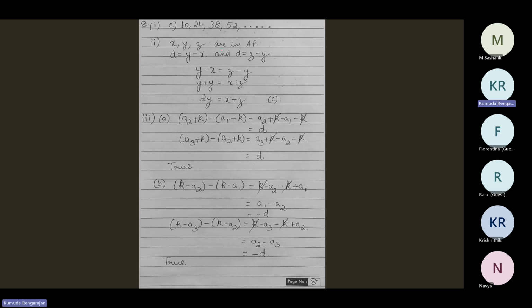So here if X, Y, Z are in AP, we know that Y minus X is the common difference. Z minus Y is also the common difference. So Y minus X is equal to Z minus Y. When you work this, you get the condition 2Y is equal to X plus Z.